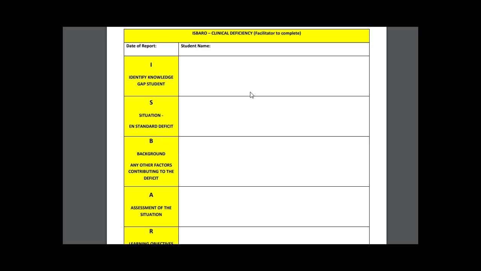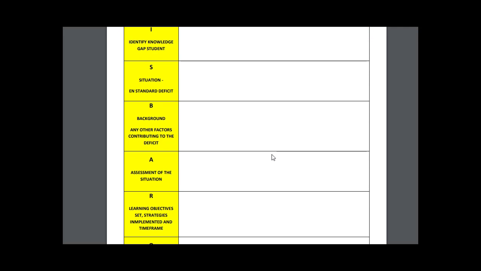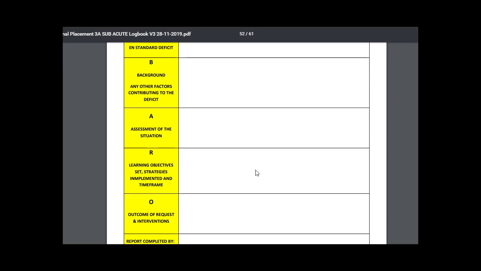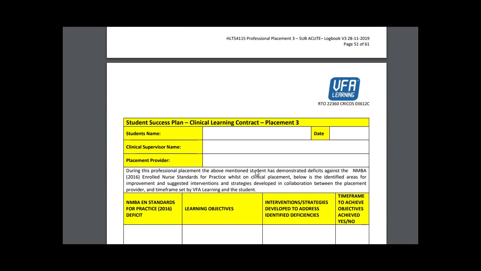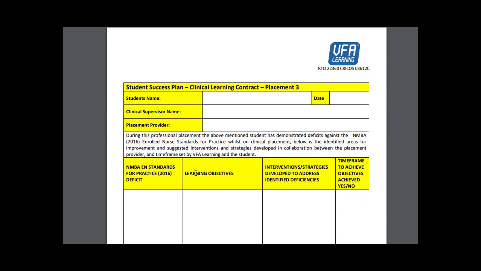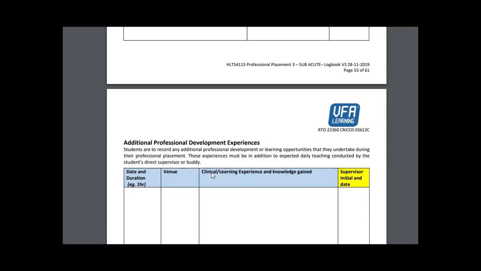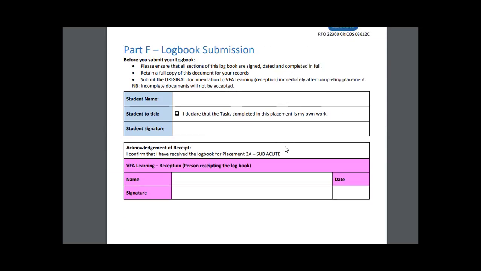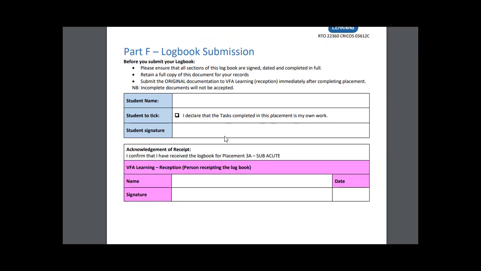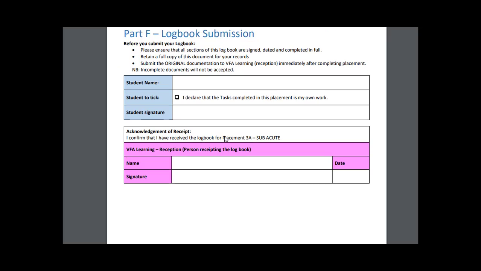This is a document that the facilitators will use to help them assess where you're at if you're underperforming. And this is the contract that would be developed in response to the underperforming student. This is just if you attend any in-services. And this section is where you submit your logbook to reception on completion of placement.